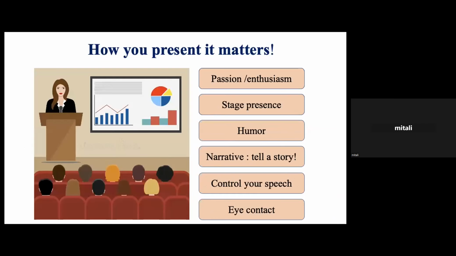How the presenter presents the presentation is equally important. One should present with passion and enthusiasm, should have a stage presence, use humor and narrative whenever possible, and control of speech and eye contact. However, this will be talked about in detail in the subsequent session.